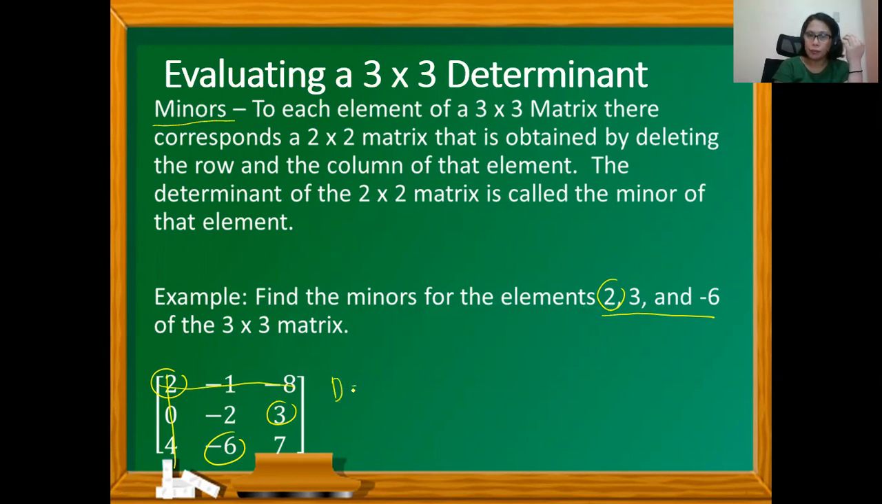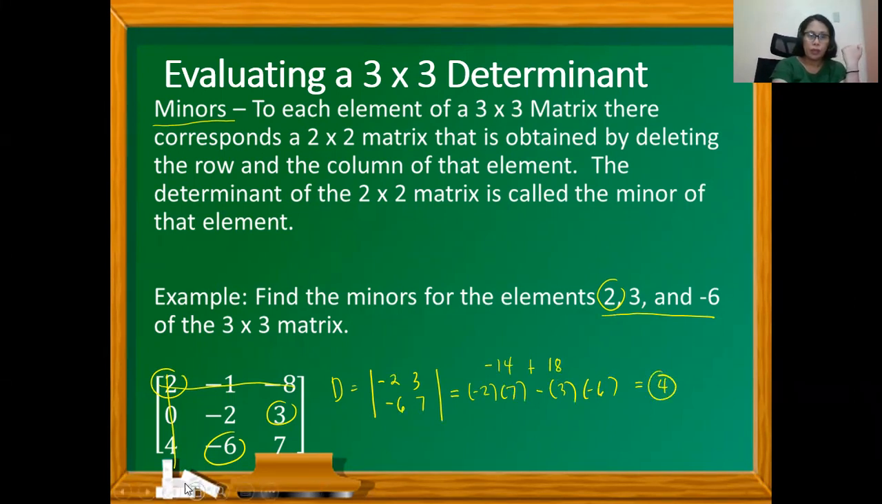So we have negative 2, 3 here and negative 6, 7. Evaluating the determinant of a 2 by 2 matrix is done by taking the difference of the cross products of the two factors, negative 2 times 7, and 3 times negative 6. We know that this is negative 14 and this is positive 18. So the minor for element 2 here is 4.